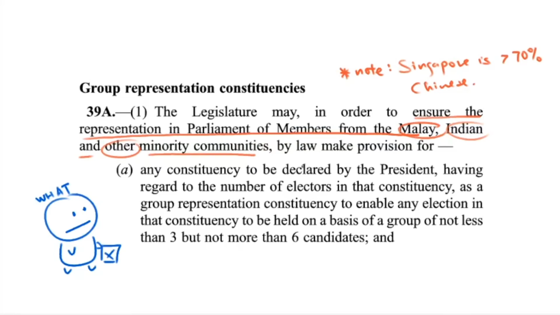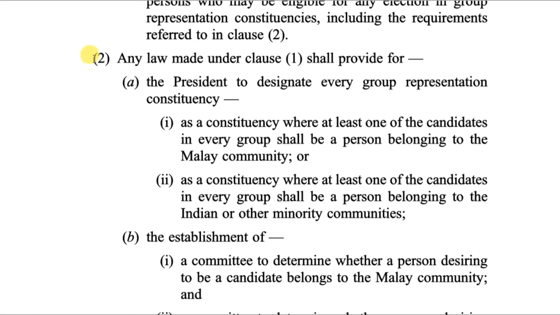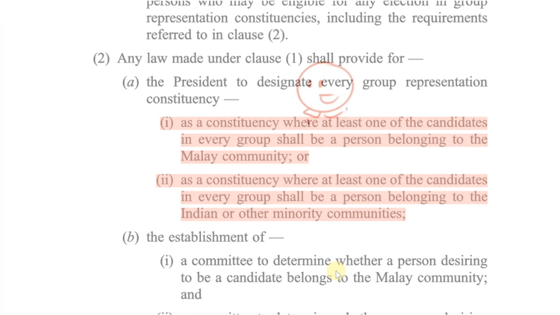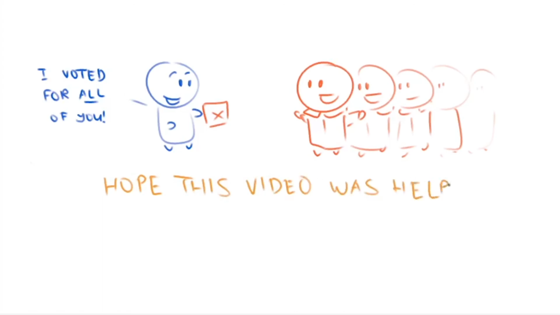How does Article 39A achieve that goal? Well, we finally set our eyes on subsection 2A of the article, which effectively requires every GRC to have at least one candidate from a minority race. So that's how the GRC system works in its entirety. It makes voters cast their vote for groups of candidates, among which at least one candidate must be a member of a minority race. And with that said, that's all we'll be talking about in today's video.